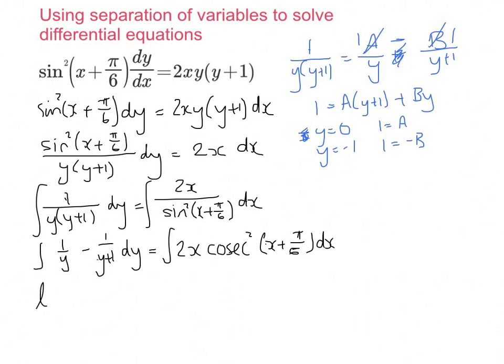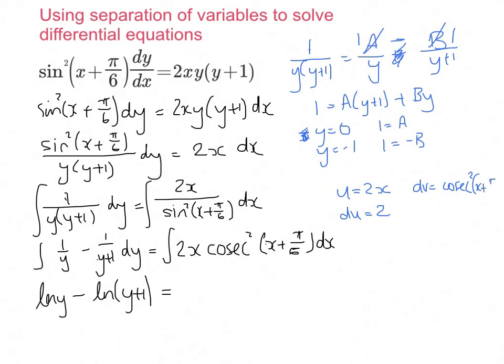Okay, left hand side, ln y minus ln(y plus 1) equals, now what are we going to do here? Well, we're going to use integration by parts. u is going to be 2x, the derivative of u, nice and easy too. The derivative of v is going to be cosec squared of (x plus pi by 6), and I know how to integrate that because that's one of my derivatives. That's come from cot of (x plus pi by 6), because the derivative of cot is minus cosec squared. I'm going to need a minus there to compensate.